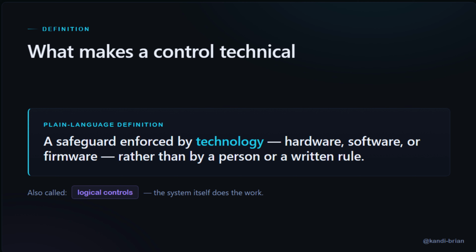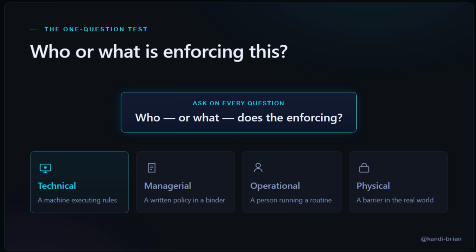The cleanest mental test I can offer you is to ask yourself one question. Who or what is doing the enforcing? If the answer is a machine executing rules, it is technical. If the answer is a written policy that lives in a binder, it is managerial. If the answer is a human being carrying out a routine, it is operational. If the answer is something in the physical world that stops a body from moving through space, it is physical. That single question, who or what enforces this, will carry you through a huge number of exam items.